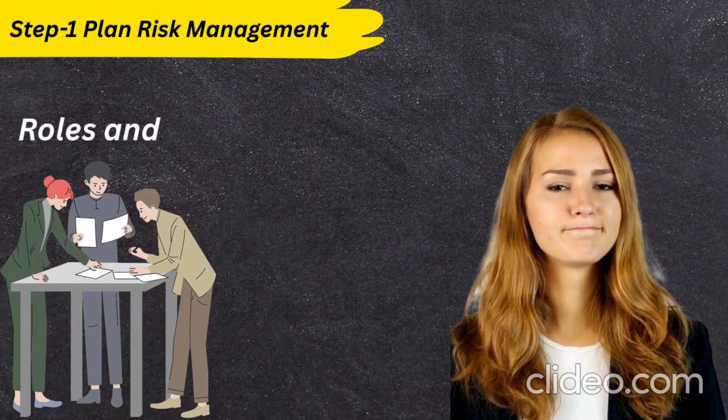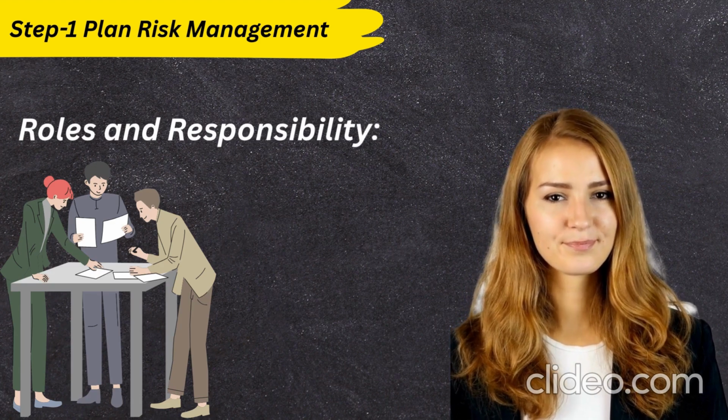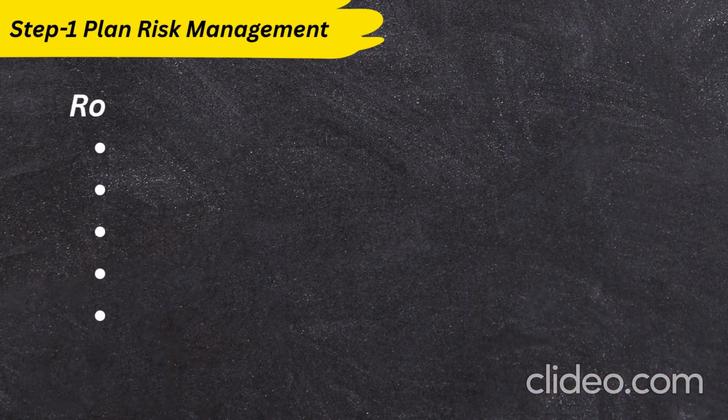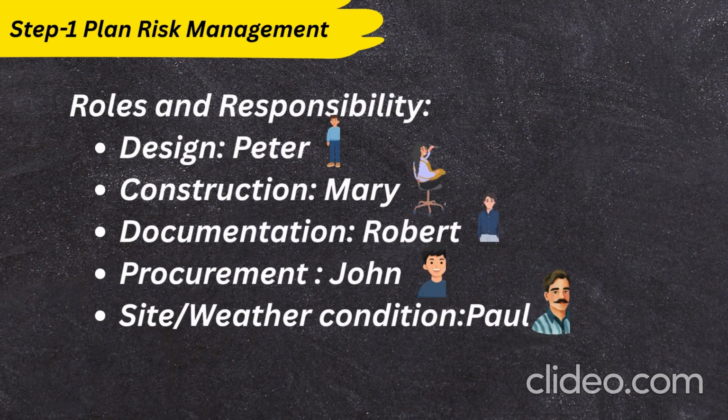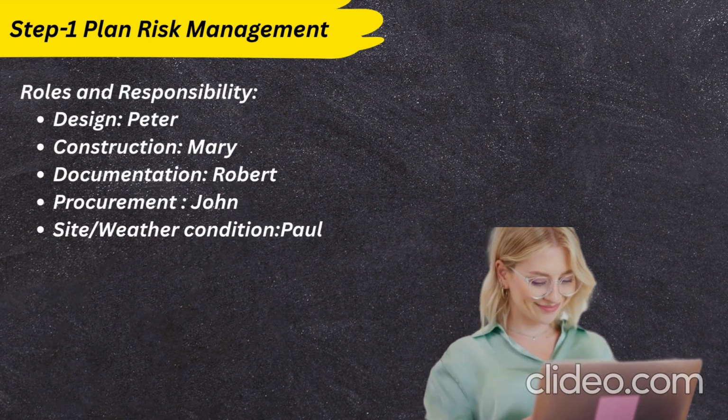So after risk methodology, we need to add roles and responsibilities in our risk management plan. So here you can see I have added the areas and the responsible stakeholder who will handle the risk. Like design related risk will be handled by Peter, construction by Mary, and so on. Well, that was a long list.